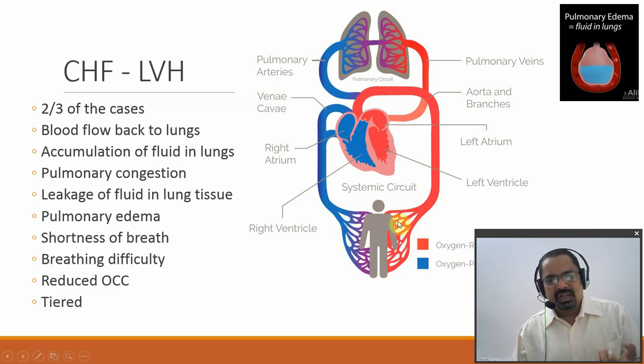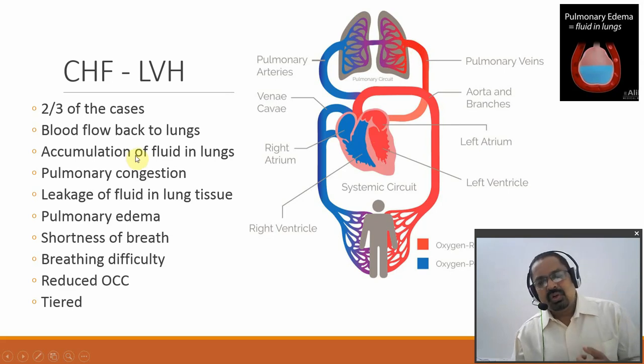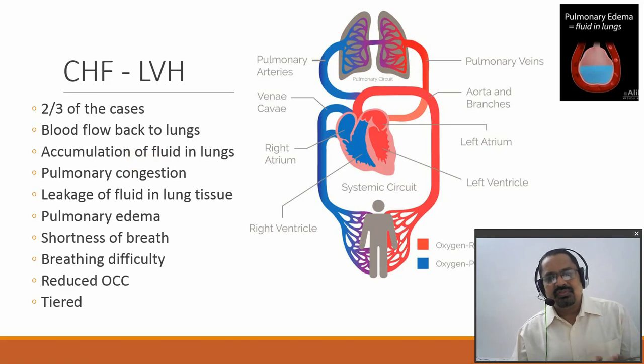Because the cardiac output is less, the heart does not work as a pump and does not give blood to the systemic circulation. So where will this blood go? Definitely this blood will flow back to the lungs. It will be pushed back to the lungs. So what does it lead to? Accumulation of fluid in the lungs.